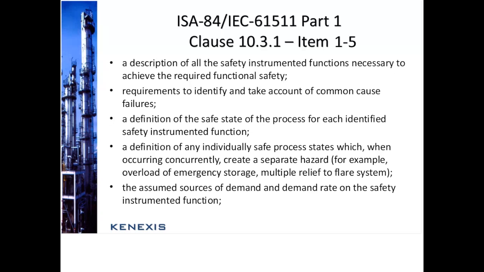Then we have the assumed sources of demand and demand rate on the safety instrumented function. This is how many times has this entity tripped in the past? How often is a demand placed on the safety system? I've seen instances in the oil and gas industry where downstream entities can go offline, causing the safety systems on the upstream entities to react at a frequency of sometimes greater than once a year. This puts a high demand rate and also increases the potential for hazards.